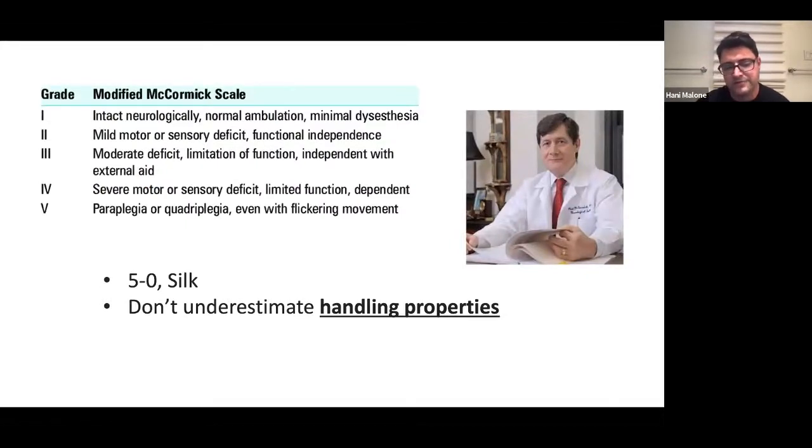It is not as strong as Gore-Tex or Neurolon, but it handles better. So if you throw one knot with a silk stitch, it'll hold it. And that's kind of important when you're trying to close a durotomy, and it really handles well. And I think more important than the strength of the stitch is that you get an actual proper closure and you get the two edges of the dura to approximate.